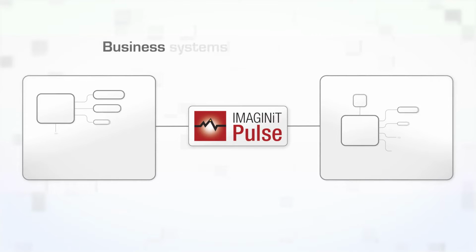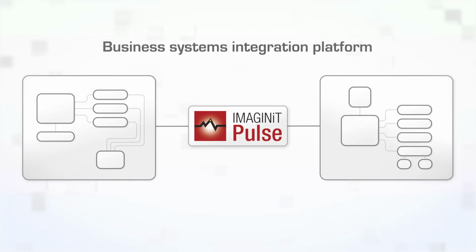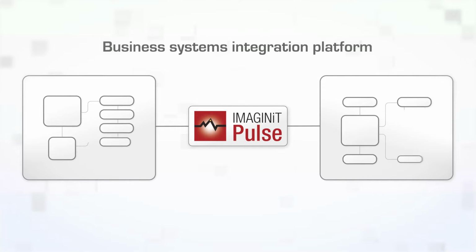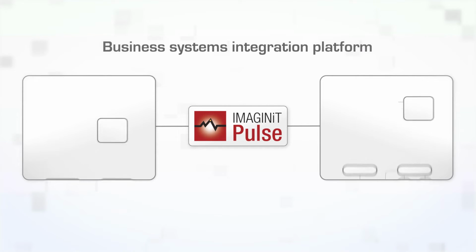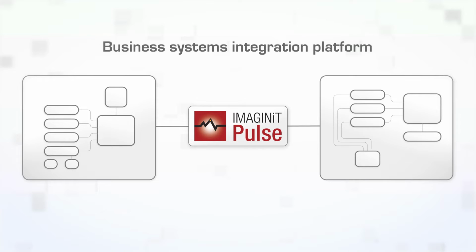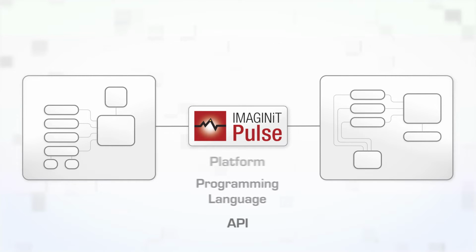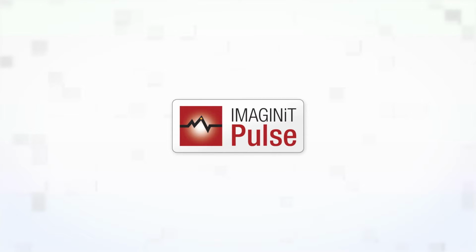IMAGINiT Pulse is a business systems integration platform. It seamlessly bridges discrete business systems so that you can integrate many different types of business applications regardless of platform, programming language, or API. Here's how it works in simple terms.